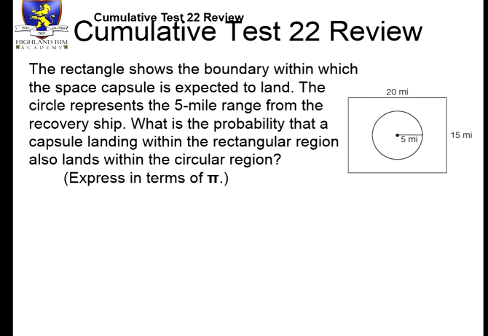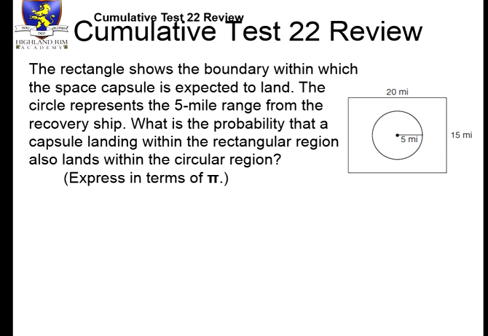Let's go to our next problem here. This is a rectangle. Now this is an old example from the early space age days, but basically we've got a rectangle, which is the area that it's expected to land. There's a circle with a 5-mile radius, and that tells you that is the ideal area for the capsule to land.